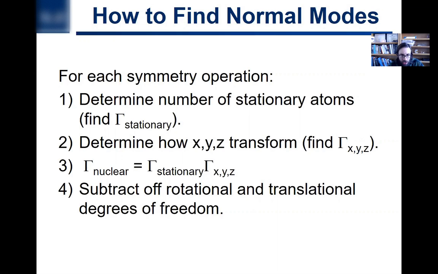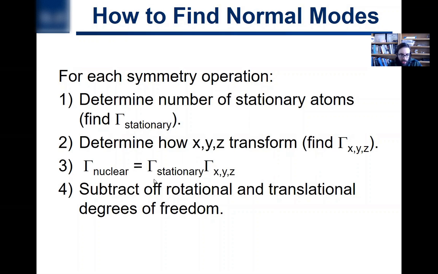So what we're going to do is determine the number of stationary atoms and assign that a representation. We're going to call that gamma stationary. Remember, gamma just means any representation, could be reducible or irreducible. Then we're going to determine how the vectors x, y, and z transform, remembering that we always define our z-axis as collinear with the principal rotation axis, the rotation axis with the highest order n value, like a C4 or a C6. We're going to call that representation gamma x, y, z.